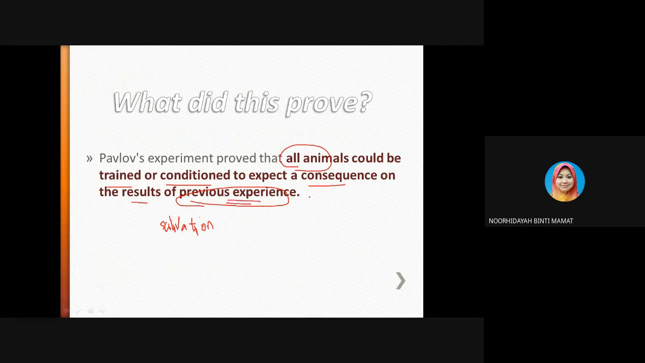After the bell is ringing, they will get the food. So at the end of the day, with only the bell ringing alone, the dog will salivate. So this proves that animals could be trained or conditioned to expect a consequence based on the result of previous experience.